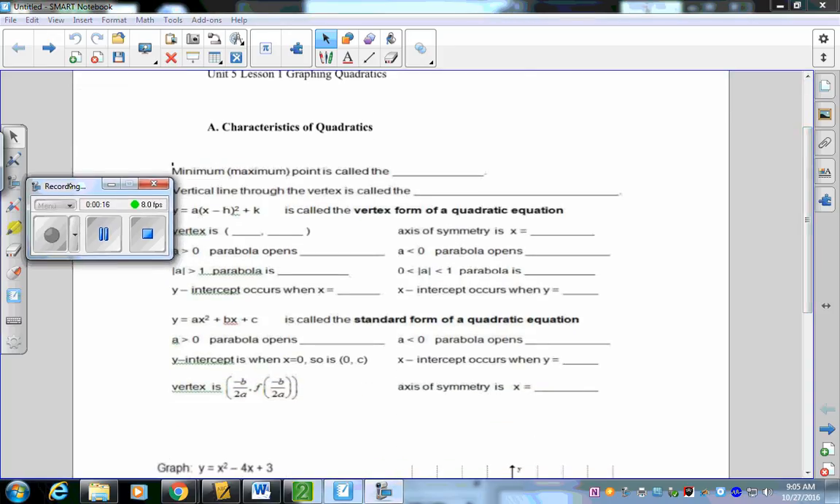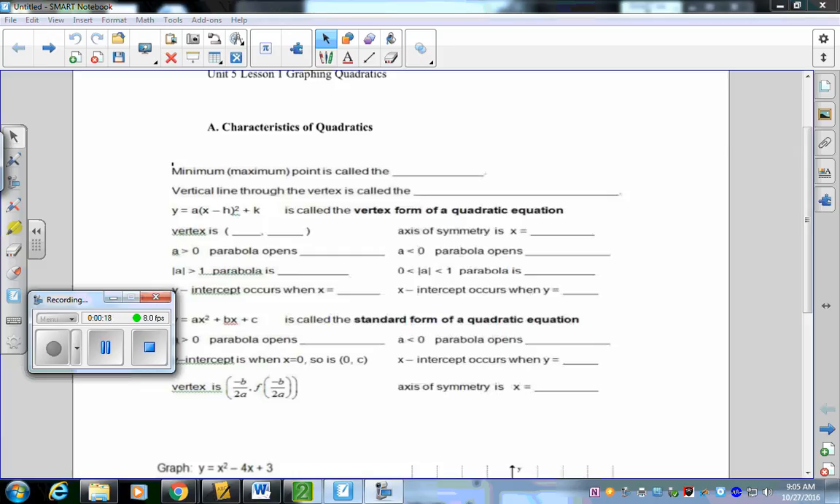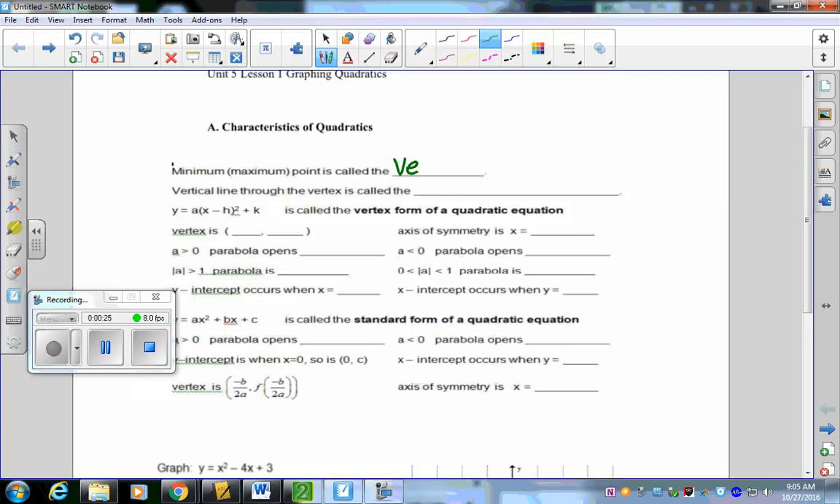Just a reminder, our minimum or maximum point on our graph is called our vertex. It's a minimum if your graph is a normal shaped U, facing upwards, because your minimum gives you the lowest point. And the vertex is a maximum if your graph is a frowny face, upside down, because then your vertex is the highest point on your graph. We'll come back to reviewing how we know if it's going to be facing up or down in just a moment.